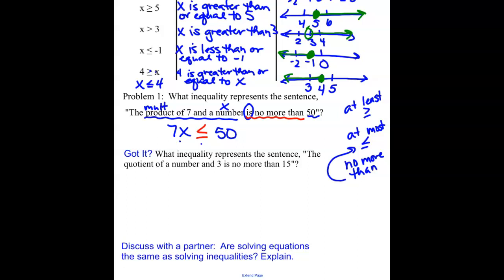All right, our second example, what inequality represents the sentence, the quotient of a number and 3 is no more than 15. Quotient again means division. So split our inequality right there. The quotient of a number, I'm going to use x, and 3. So we're taking x and dividing by 3 is no more than, so that's our inequality statement, is no more than, less than or equal to the 15.